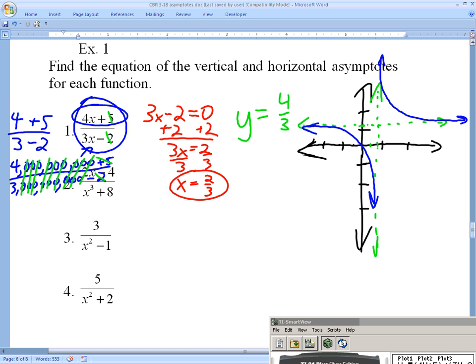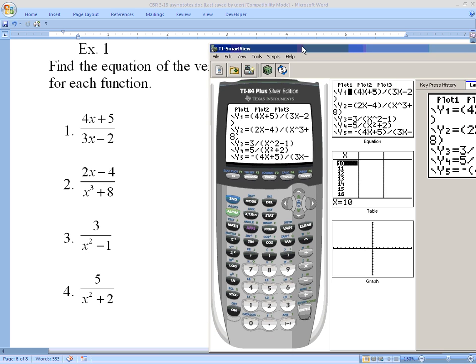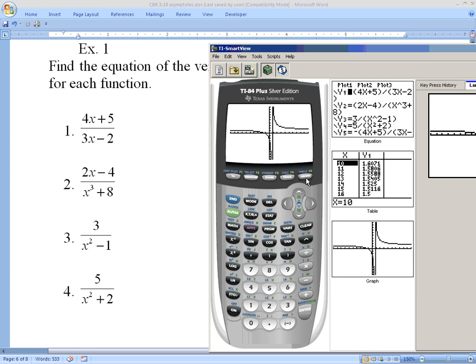I put these functions into a calculator so we can take a quick look at what they might look like. So this first one, let me turn it on. And I've just got a standard window here for my scale. And you can see that we have some asymptotes and a sketch of a graph that looks very similar to what I just drew.